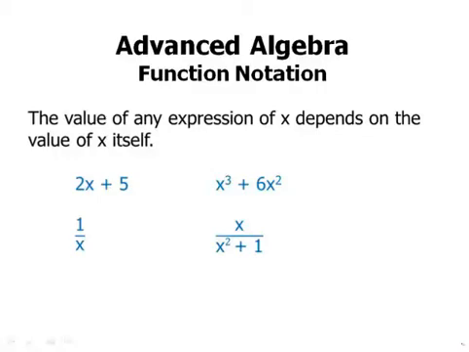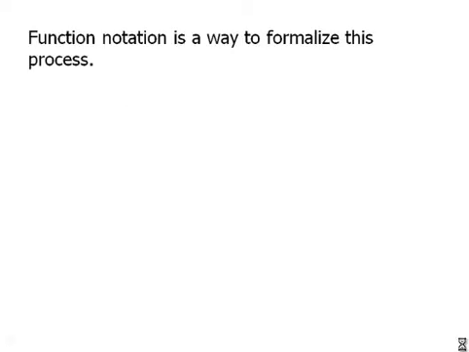Now, of course, with the expression 1 over x, we can't plug in 0 to that, but we could plug in any other number on the number line. For the other 3, we could plug in any number on the number line. We could plug in positive numbers, negative numbers, fractions, and of course, we'd get all kinds of different outputs if we plugged in different inputs. So, changing the value of x, of course, changes the value of the expression.